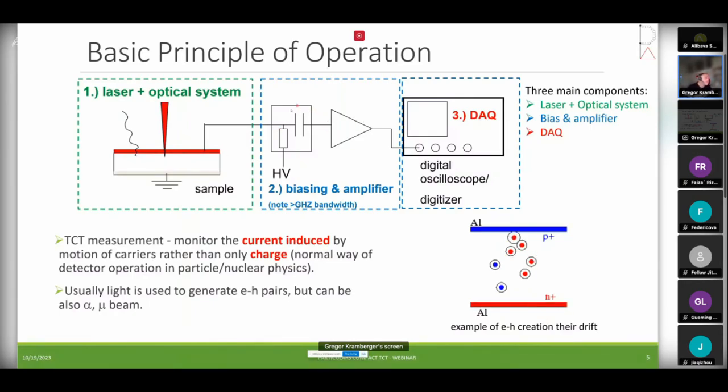The next thing is how you connect your electrodes to the electronics. Remember, we want to look at the currents, and the currents are of nanosecond order. So you really need to have high bandwidth components, and it's not as simple as a resistor and a capacitor, as you can imagine. But this is basically what it is. And then you have a fast transient current amplifier. And the third part is a digital oscilloscope or a digitizer. And that is basically it. So it has three components.